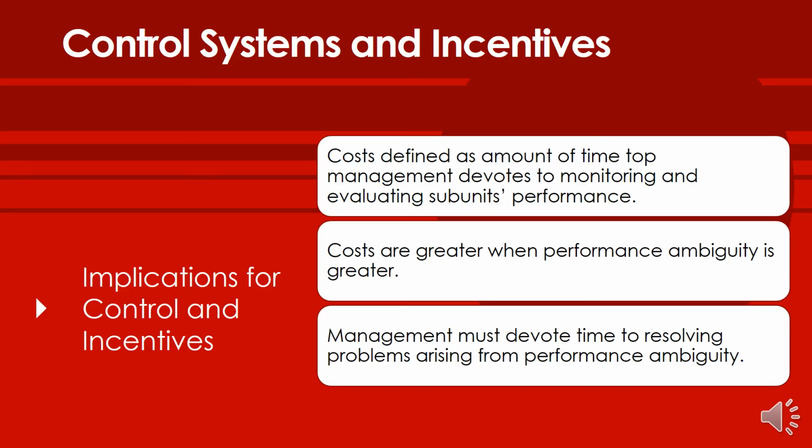Control system and incentive, specifically the implications for control and incentive. Cost is defined as the amount of time top management devotes to monitoring and evaluating subunit performance. Costs are greater when performance ambiguity is greater. Management must devote time to resolving problems that arise from the performance ambiguity.